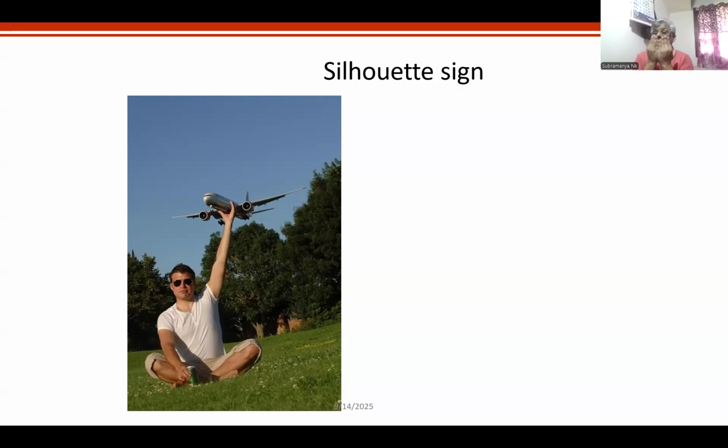Now, silhouette sign means when they are in anatomically different planes, you can easily differentiate them by knowing the margins. This is exactly what has happened here. You can see the margins of his hand distinct from the plane. That's why you are able to say he's not holding the plane.